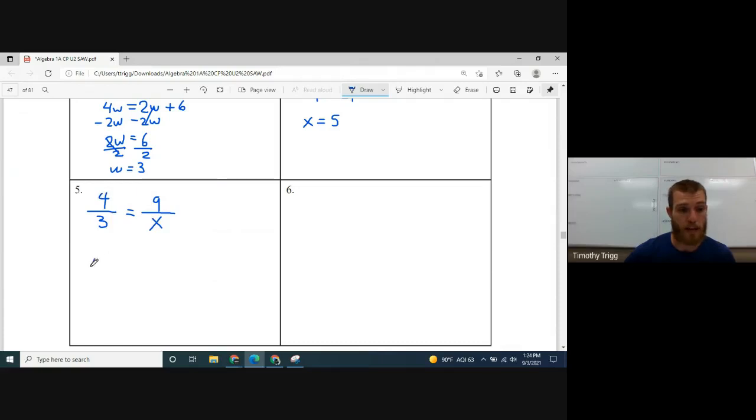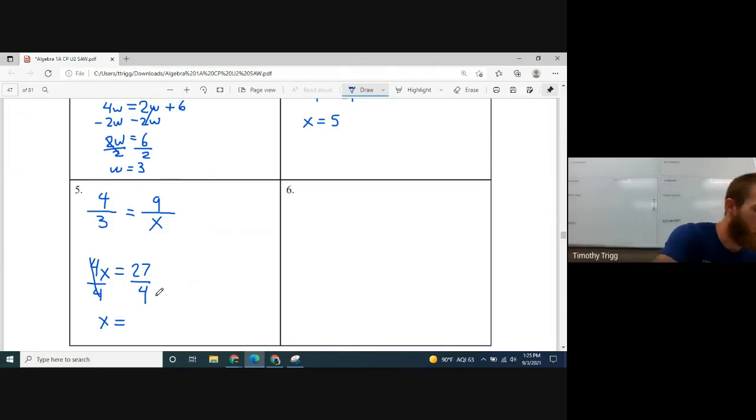So 4 times x is 4x equals 3 times 9 is 27. Divide both sides by 4 to get x by itself. That'll give you x equals 27 divided by 4, which is 6.75. So it'll take 6.75 hours. We'll put H for hours.